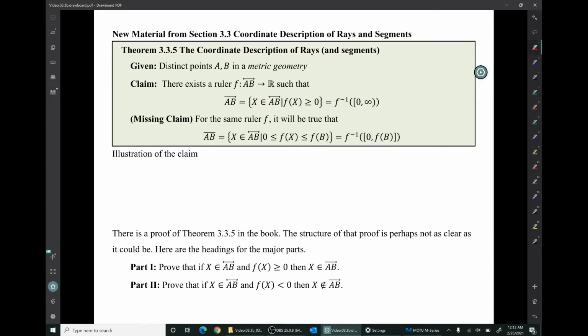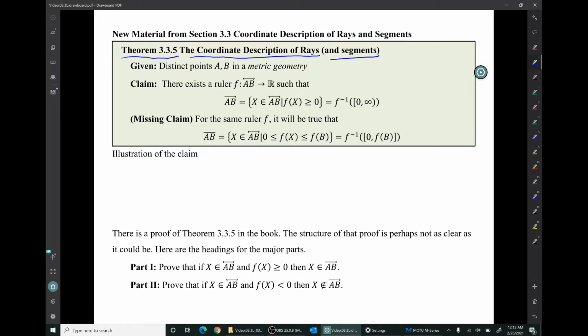So now we'll start discussing some new material from section 3.3. The coordinate description of rays and segments is the first thing I'll talk about. We'll start with Theorem 3.3.5, which is about the coordinate description of rays. Now, it has a missing claim, which I've added, so as I've presented it here, it's about the coordinate description of segments as well.